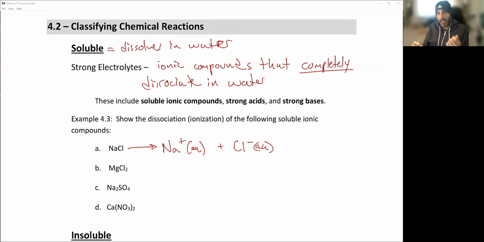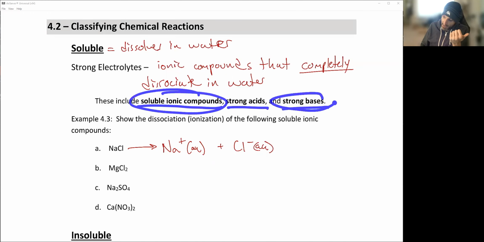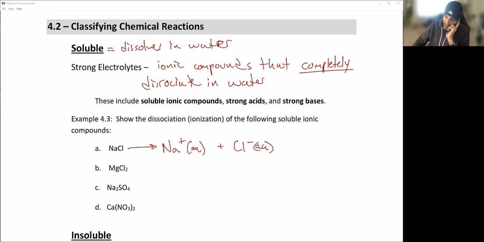In terms of what classifies as a strong electrolyte, there are three things: any soluble ionic compounds, and I'm going to give you a list, strong acids, and strong bases. The soluble ionic compounds and the strong bases are all going to be on a list, so we don't have to worry about differentiating those. Basically, there's a handful of them. The strong acids are the only new addition that we have to memorize, something we just have to know from experience.